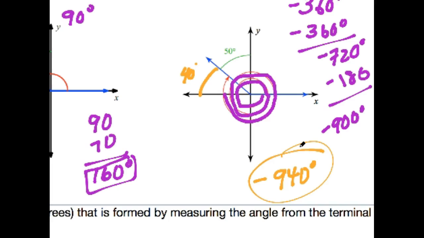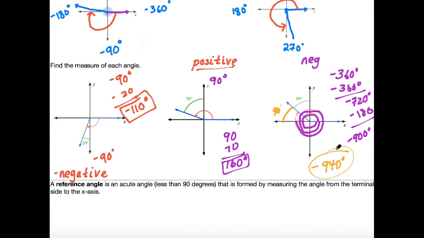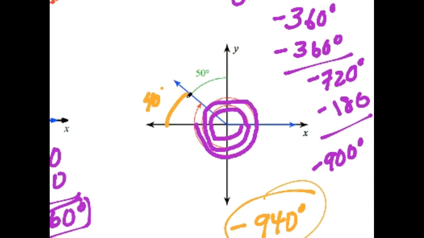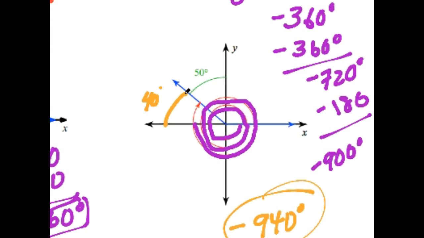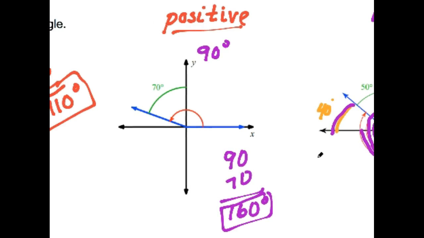Okay, so that's how you measure angles. Now I want to make a quick note about what a reference angle is. A reference angle is an acute angle, that means between 0 and 90 degrees, that is formed by measuring the angle from the terminal side to the x-axis. So this 40 degrees, here's the terminal side measured to the x-axis. That reference angle is 40 degrees, and sometimes we might write this as theta reference. Reference angle is 40 degrees.